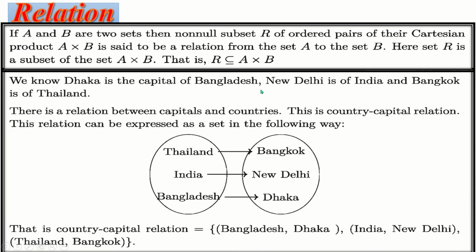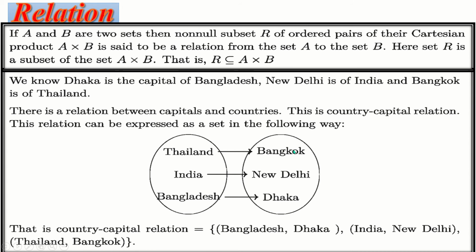We know Dhaka is the capital of Bangladesh, New Delhi is of India, and Bangkok is of Thailand. There is a relation between capitals and countries. This is the country-capital relation. This relation can be expressed as a set in the following way: Thailand, Bangkok; India, New Delhi; Bangladesh, Dhaka. Here the Cartesian product means Thailand, New Delhi; Thailand, Dhaka; India, Bangkok; India, Dhaka; Bangladesh, Bangkok; Bangladesh, New Delhi.